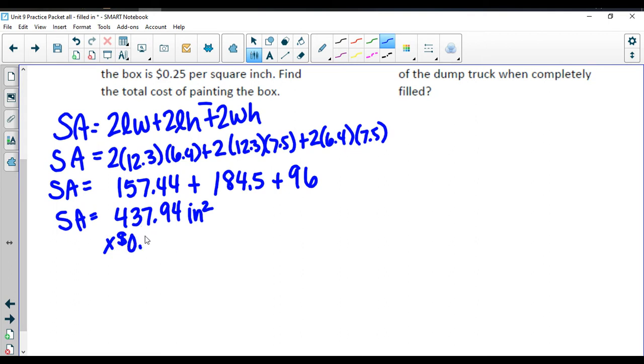I'm going to multiply by 25 cents, which will give me a total cost of $109.49 to actually paint this then.